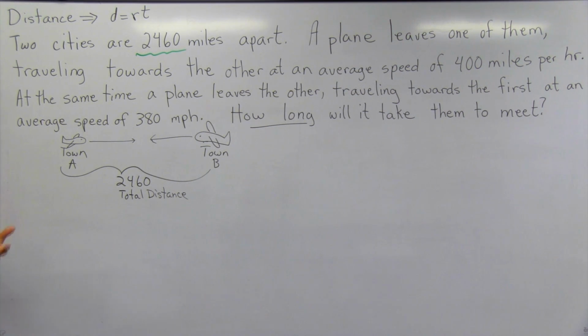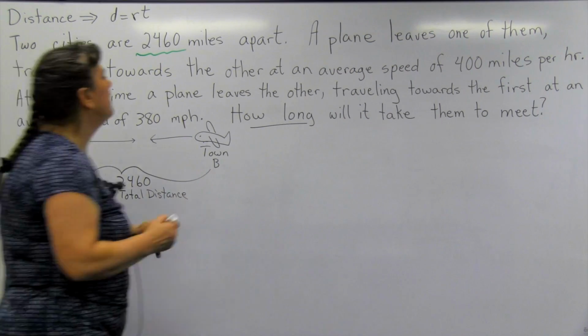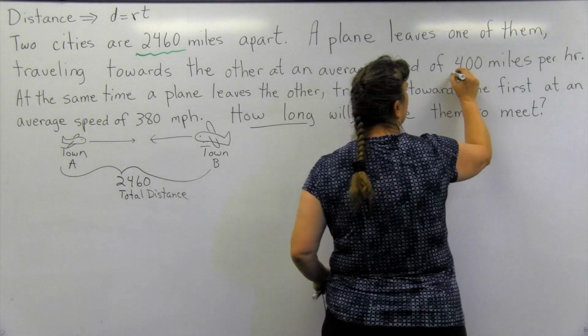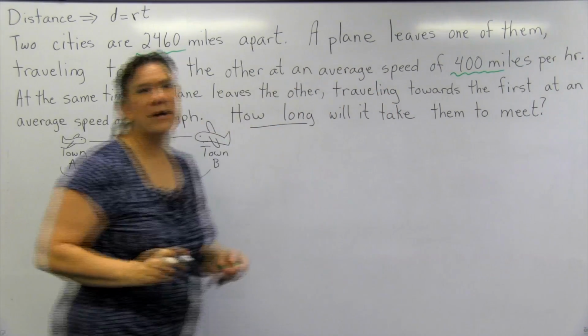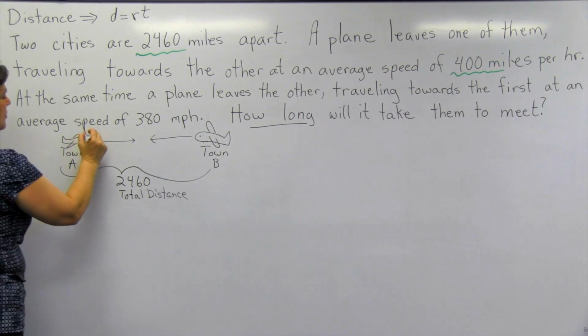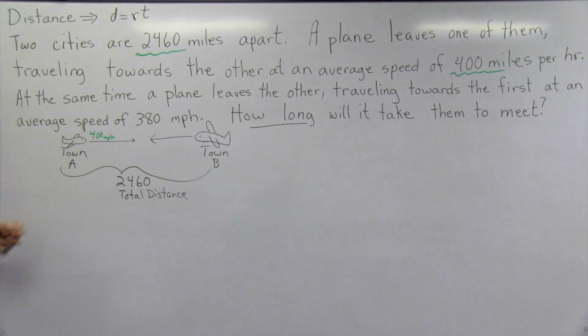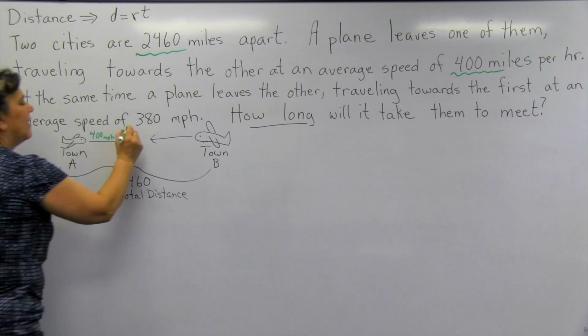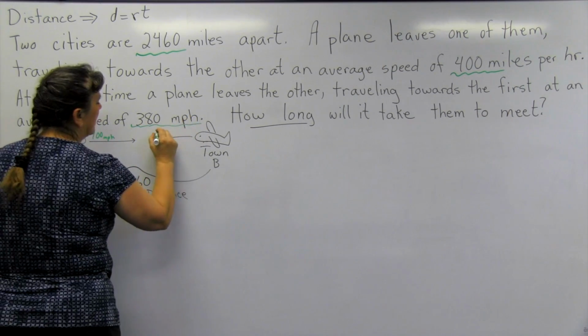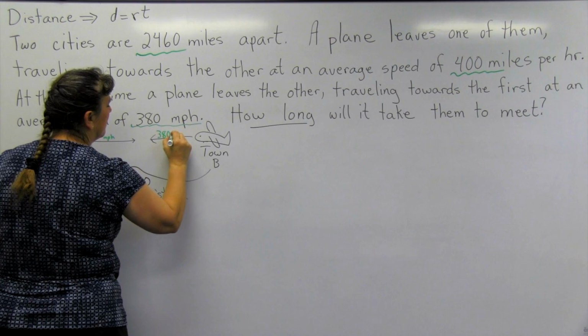Now, what is the next thing we need to know about these two planes? Yeah, how fast are they going? Fast, slow, what's happening here? Well, let's find that information in our problem. It says that plane number 1 is traveling at the average speed of 400 miles per hour. So let's put this on the chart. 400 miles per hour. Okay? Now let's look at the other one. How fast is that plane going? Yeah, you got it right here. 380 miles per hour. That's how fast this one is going.